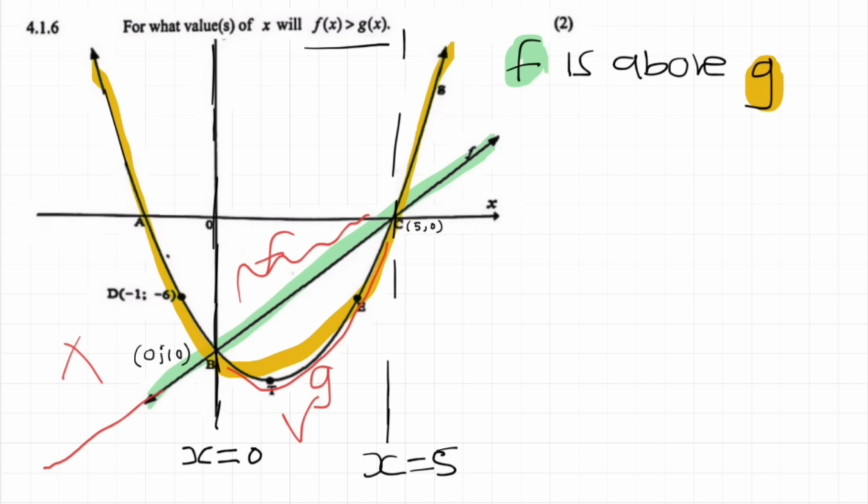Let's move on and check the other one. On this one, you can see that f is below and g is above. We don't need this one. We need the one where f is above and g is below. So which one is that one?